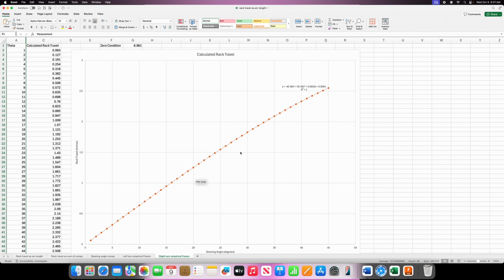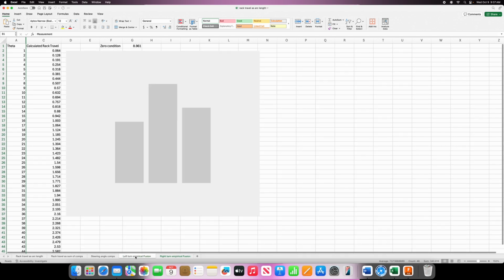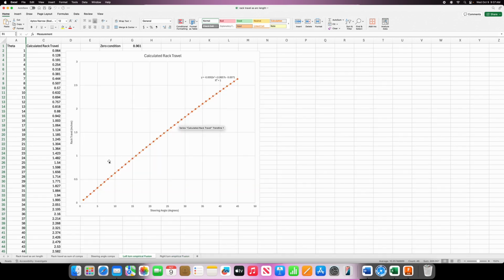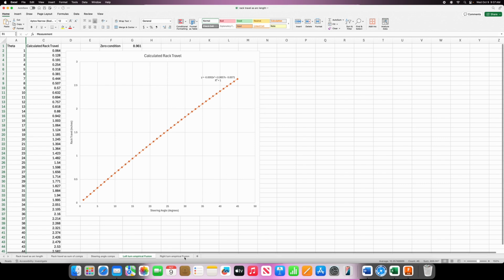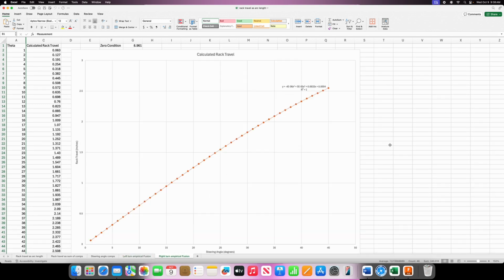And then I did a curve fit. So you can probably see here, this is not a straight line, so it is not linear. In this case, the best curve fit is actually a second order polynomial. It's a little less complicated for the left turn. It's a third order polynomial. This is second order polynomial. So I now have this equation here that shows the rack travel, which in this case is y, based on the degrees, which is x. So I can use these two equations to then calculate the amount of rack travel.